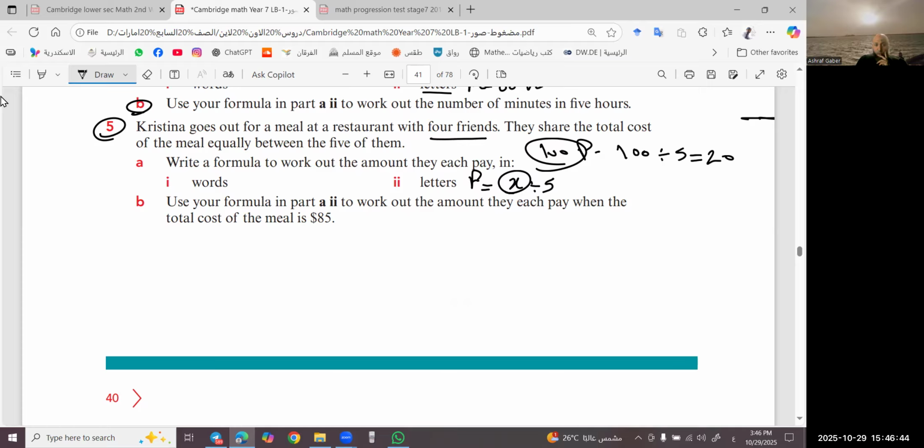Here we use the formula to get 85. If the total cost is 85, we write 85 divided by 5. And 85 divided by 5 equals what? I'm telling you, 85 divided by 5 equals what? Tell me the answer.